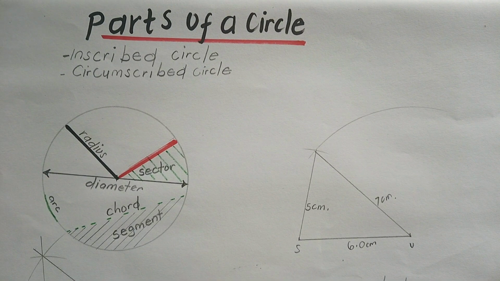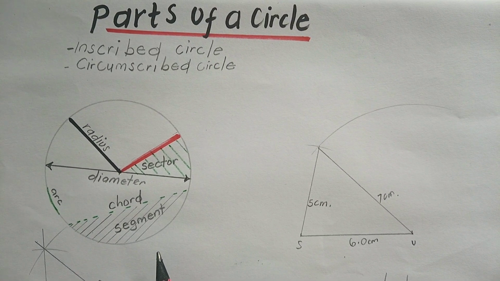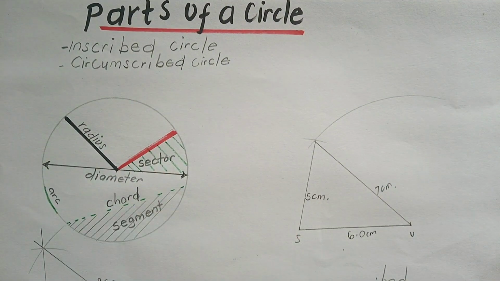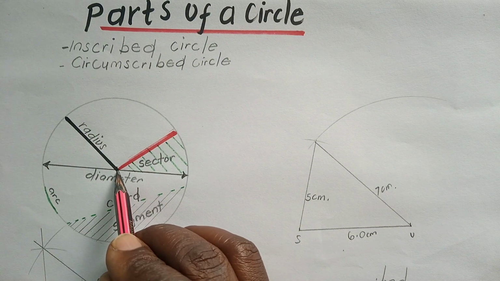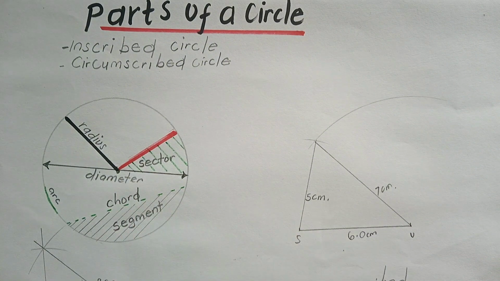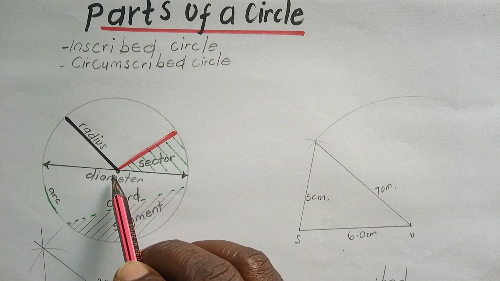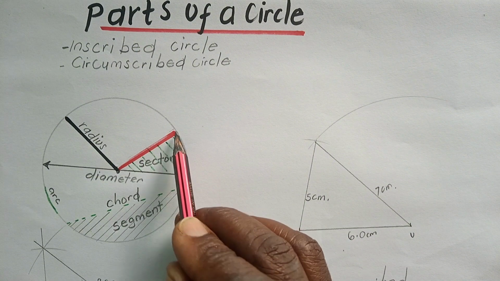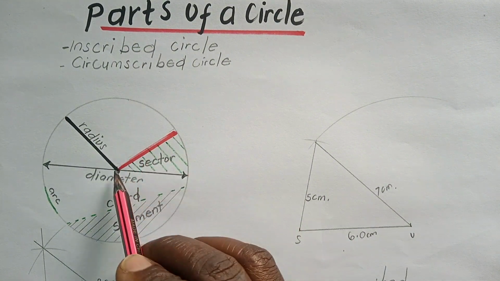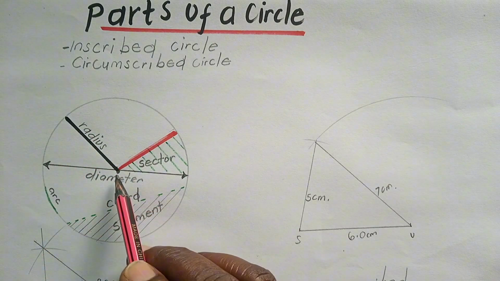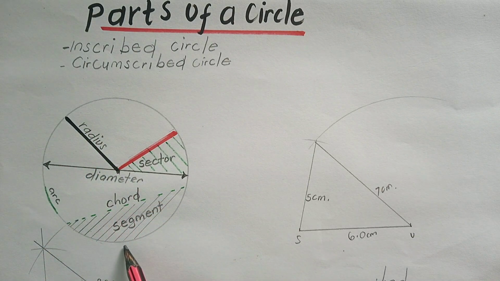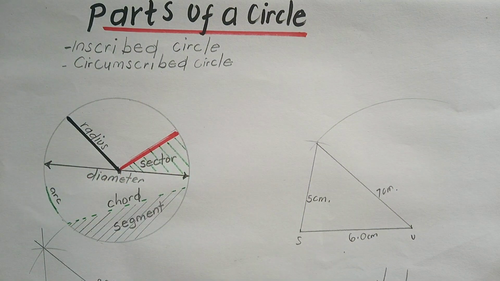Now in front of us we have a circle. This is our circle. The distance from the center of the circle to any point on the circle is the same throughout. So the distance from here to any point on our circumference is the same throughout. So this is our circumference.